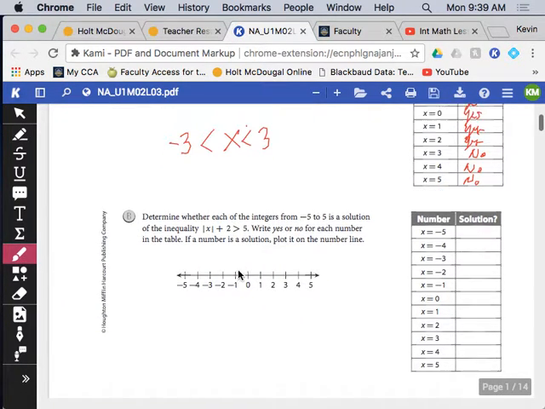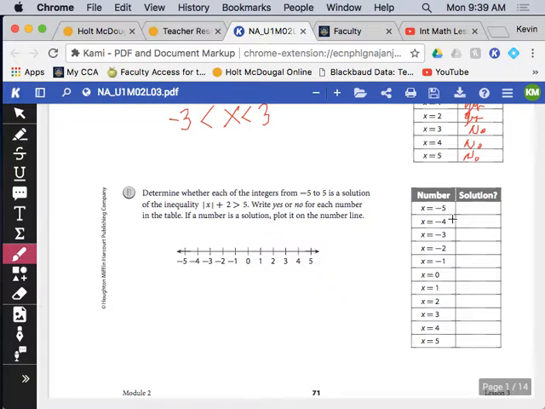Absolute value of x plus 2 is greater than 5. We plug in -5. Absolute value of -5 is 5. 5 plus 2 is 7. Is 7 greater than 5, class? I imagine more than one person knows that 7 is greater than 5. Let's pick it up. We can do this. All right, absolute value of -4 is 4. 4 plus 2 is 6. Is 6 greater than 5, class? Yes, it is greater than 5, indeed.